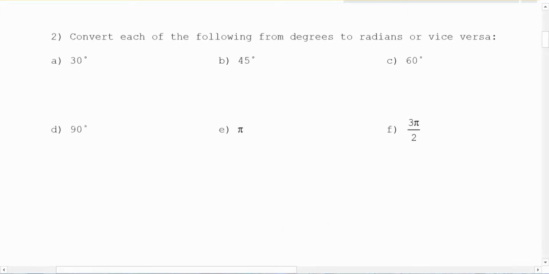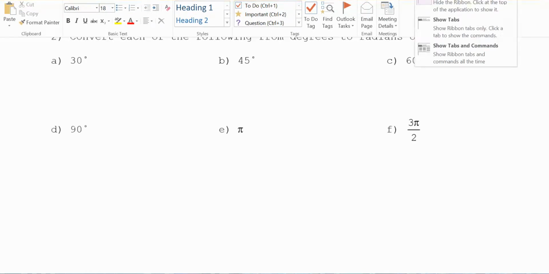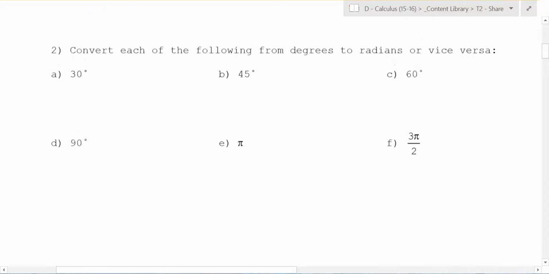You have to remember each of these instantaneously. So 30 degrees. Does anybody remember how many radians that is? Pi over 6. So this is equal to pi over 6 radians. What about 45 degrees? Pi over 4. 60 degrees, pi over 3. There you go. 90 degrees, pi over 2.